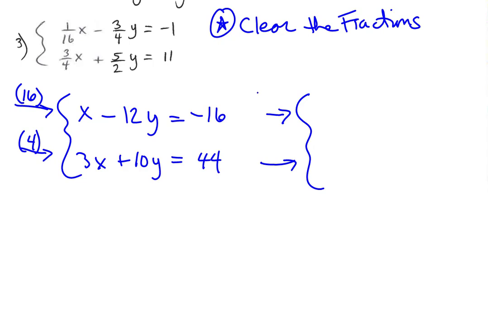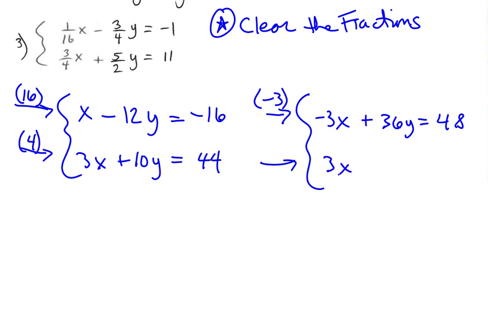So if I were to multiply the top equation by -3, notice the motivation for doing that is to get these x terms to cancel in the elimination or addition method, and multiplying by -3 would do that, because then I'd end up with a -3x plus 36y equals 48.